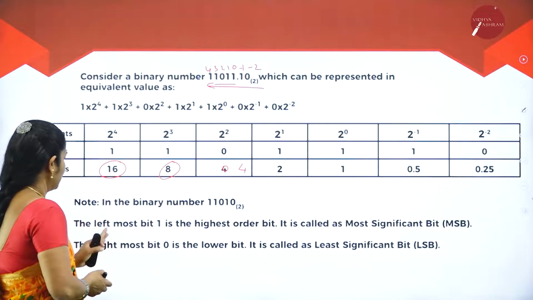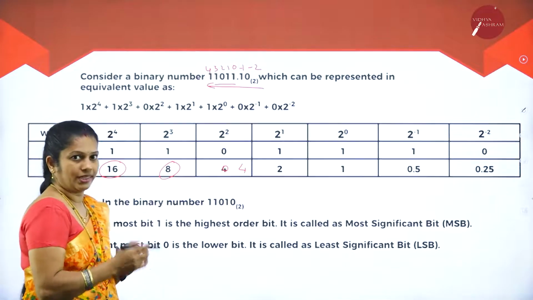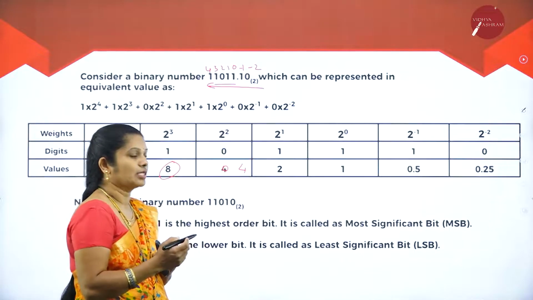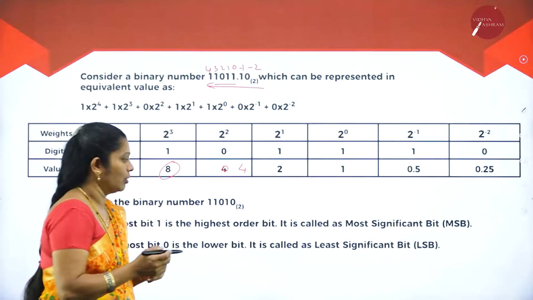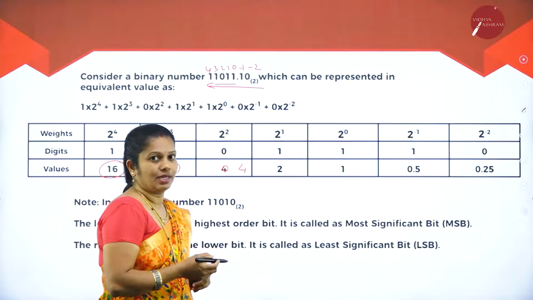In the binary number system, the leftmost bit is always called the most significant bit, and the rightmost bit is always called the least significant bit.